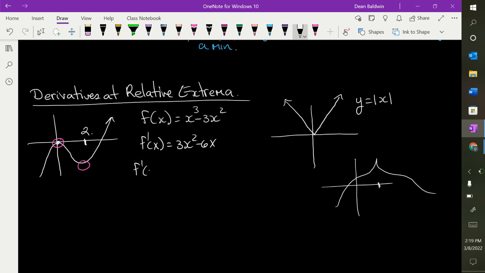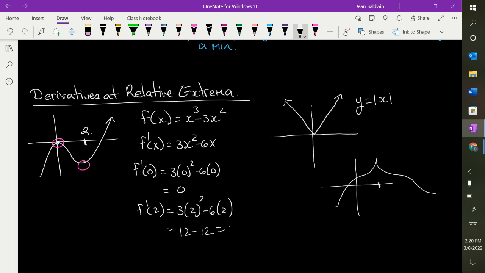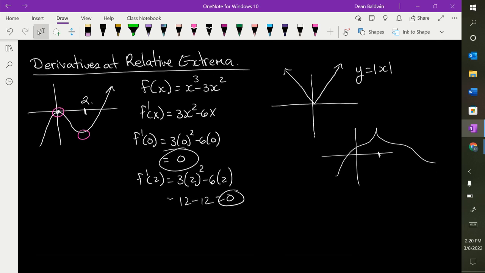If I do f prime of 0, I end up with 0. If I do f prime of 2, 2 squared is 4, times 3 is 12, so I end up with 12 minus 12, which is 0. So when we talked about maxes and mins last unit, the derivative is equal to 0 because that is the slope of the tangent line, and at those points the tangent line is a horizontal line which has a slope of 0.